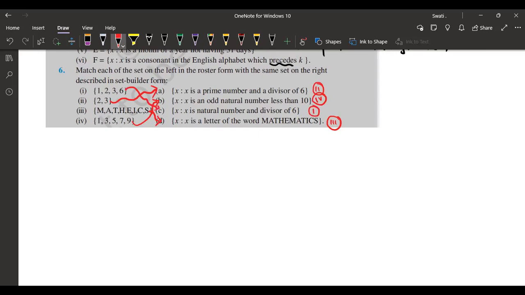Remember, prime numbers are those numbers which are divisible by 1 and itself only. 6 here is not a prime number because 6 is divisible by 1, by 2, by 3, and by 6. It has more than 2 factors. It cannot be a prime number. That is why this is the answer.